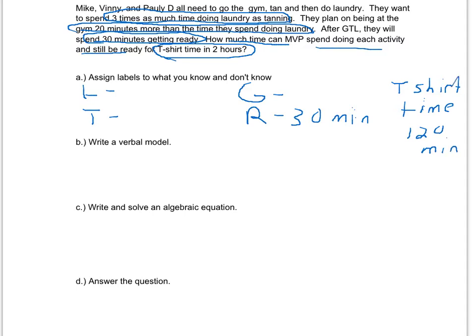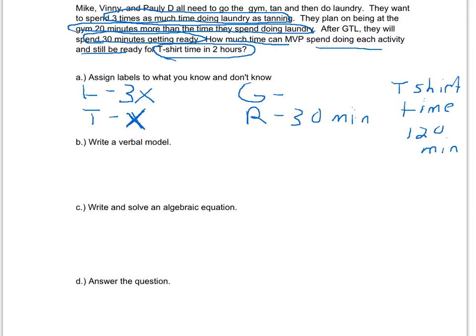So, laundry. We don't know how much time they're going to spend doing laundry, but we do know it's 3 times as much as tanning. We don't know how much time they're going to tan, so I'm going to assign a variable to that. We're going to call it x, so tanning is x. The reason I'm putting tanning as x is because we're spending 3 times as much time doing laundry as doing that. So laundry can be 3 times x, or 3x.